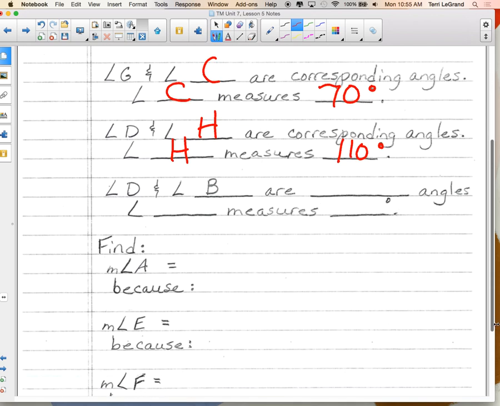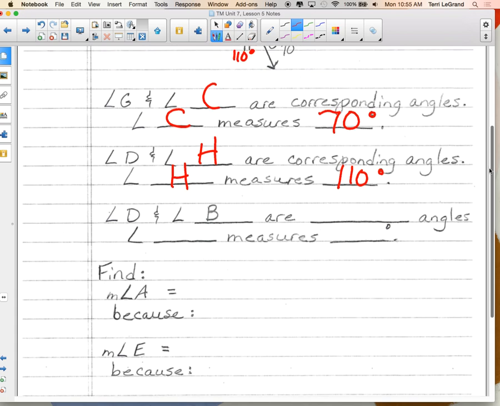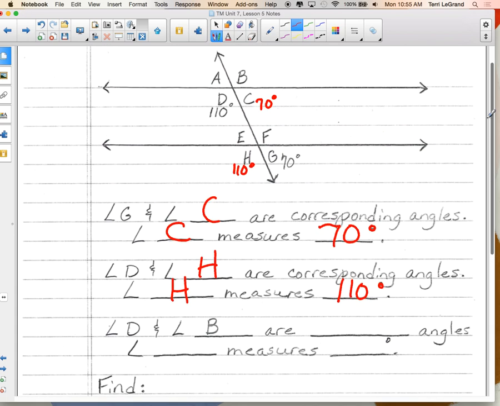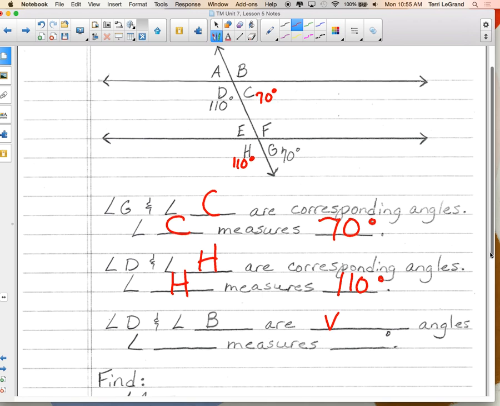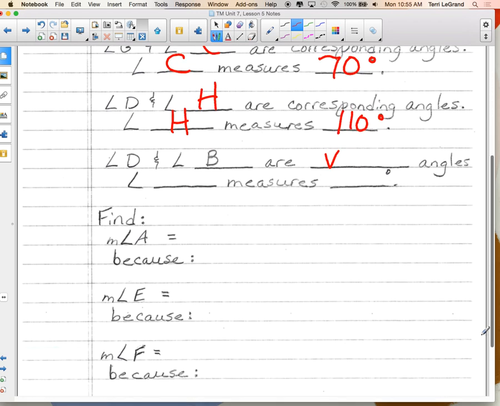I said angle D and angle B, what relationship do they have? D and B. They're vertical angles, aren't they? D and B are vertical angles, so fill in the blank here. Angle D and angle B are vertical angles.